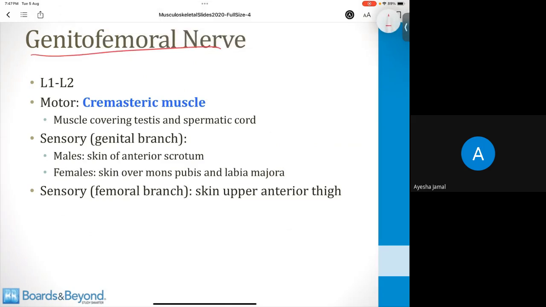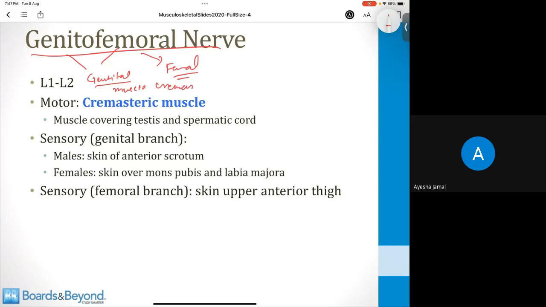So the next nerve which we are going to discuss is the genitofemoral. It means it has two components, a genital component and a femoral component. Remember, the genital component is going to supply a muscle. Which muscle? That's the cremasteric muscle.